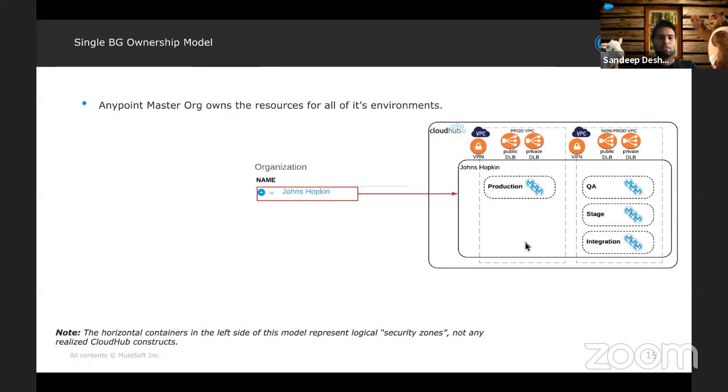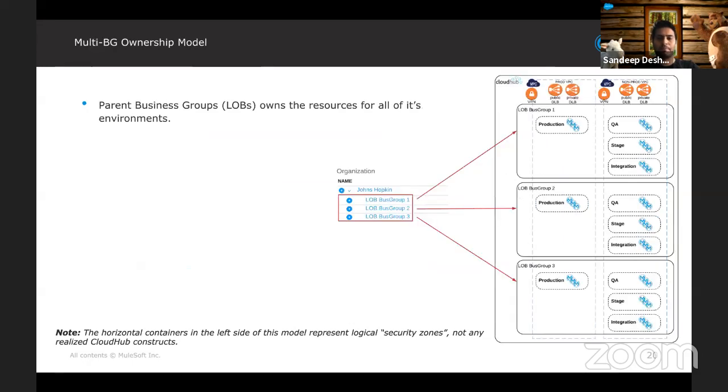So let's look at a structure where you will see how business groups affect this. This is a structure where we have three different business groups. So we have LOB business group 1, 2, and 3. And as you can see, each business group has its own set of resources and environments. And the Mule applications in one business group are not visible to another. So you create a logical boundary, but that's within your internal organization.